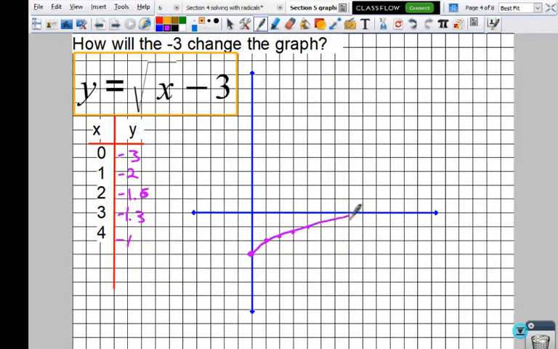Alright, Ruben, so was this one down 3 like we thought it was going to be? Yes. Yep, this one was down 3. Alright, so let's keep this in mind and we're gonna keep looking at a few more different ones.